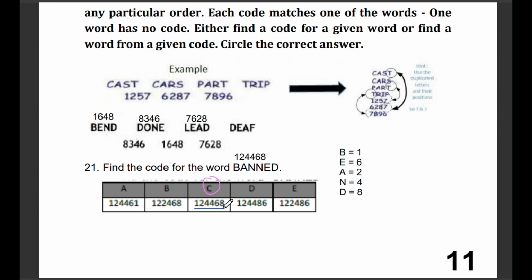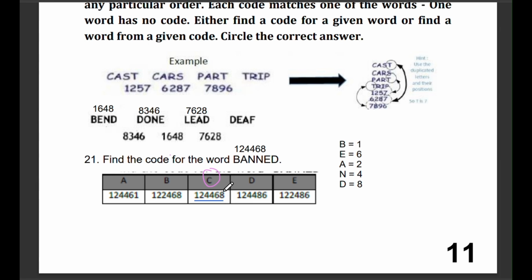Explanation time. We need to use the key in the box, which I don't have access to, but I can still explain. B is 1, A is 2, N is 4, E is 6, and D is 8. So the word B-A-N-N-E-D becomes 1, 2, 4, 4, 6, 8. Option C shows exactly that sequence.